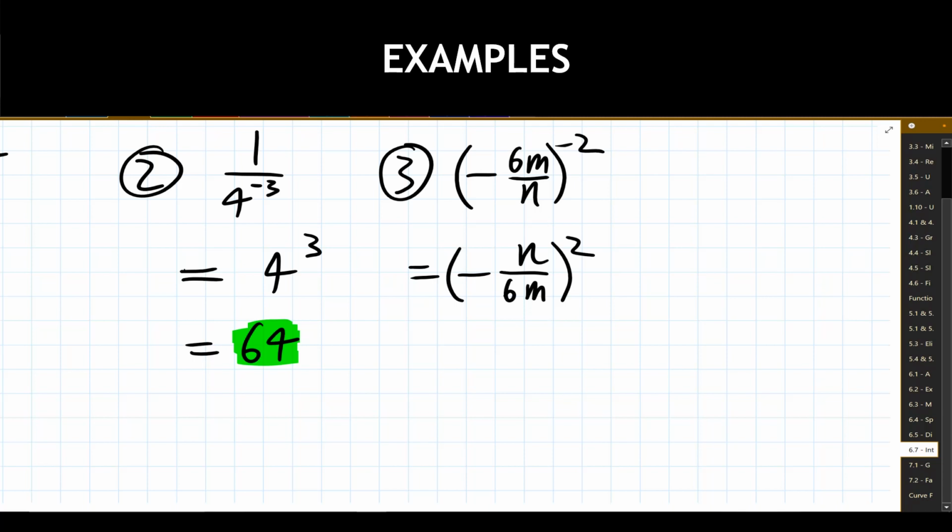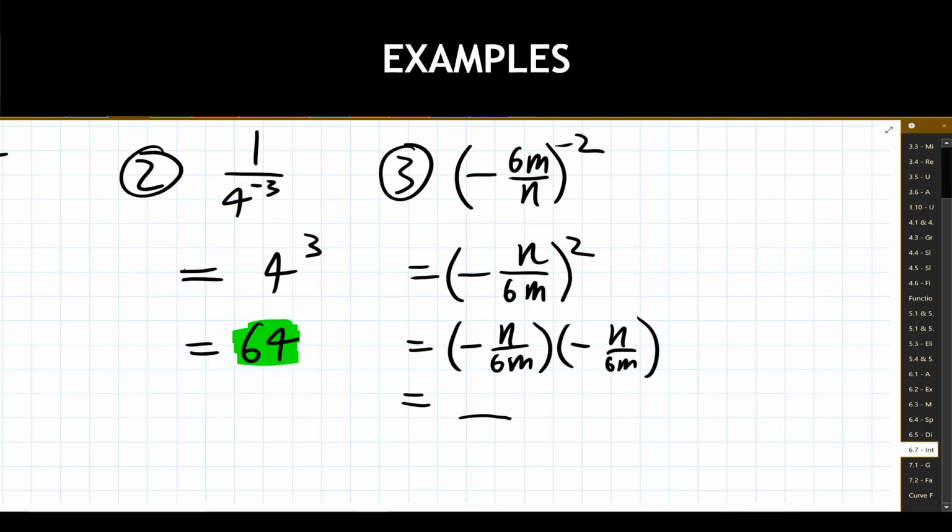And now I get the quantity of negative n over 6m, all raised to the second power. Now I can apply the exponent of 2. If need be, you can expand this out for yourself. You don't have to, but this is an optional in-between step. And it is only at this point in time, because we've expanded this thing out and we see that now we have a negative times a negative showing up, now we can determine, oh, we're going to have a positive fraction for our final answer here.